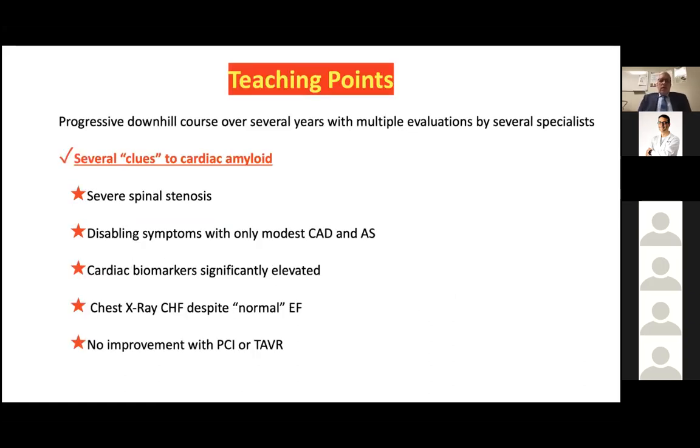So the teaching points here, there are several clues when one steps back. Each one in itself is not diagnostic, but however, there's several clues here. Severe spinal stenosis, disabling symptoms with only modest coronary disease and aortic stenosis. Cardiac biomarkers were significantly elevated. His X-ray showed heart failure despite a normal EF and no improvement after interventions. So all of these were clues that maybe this patient had an infiltrative cardiomyopathy.